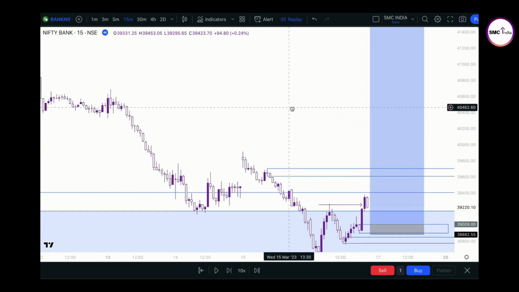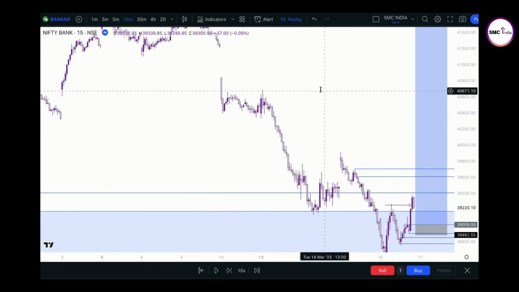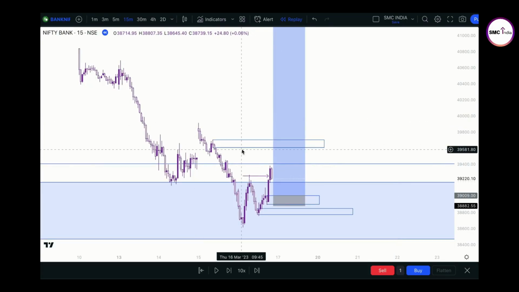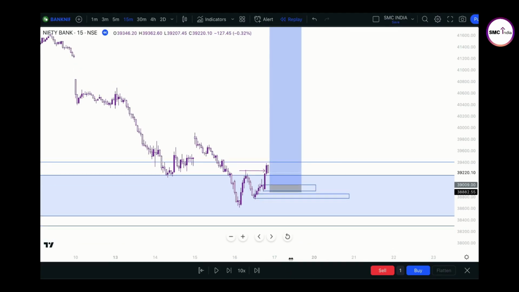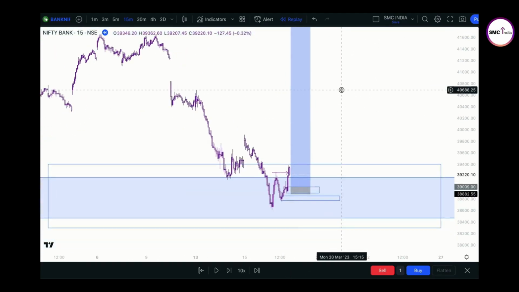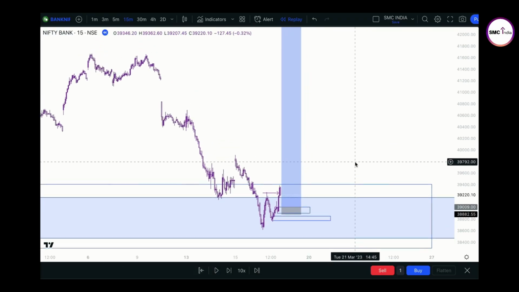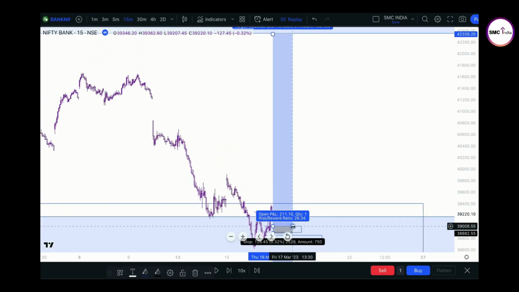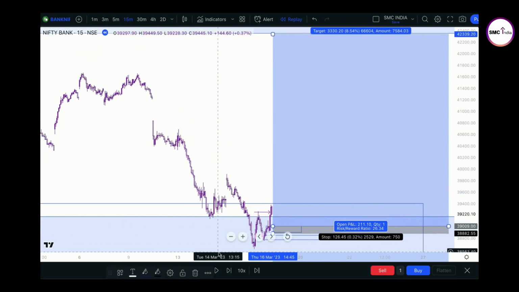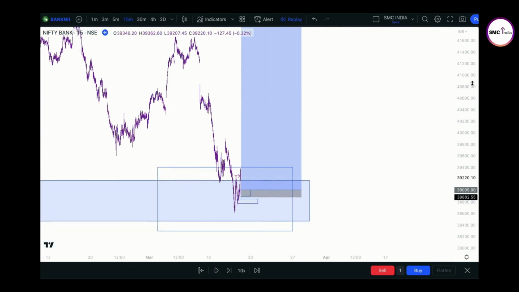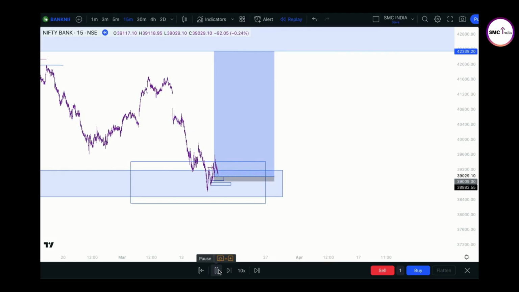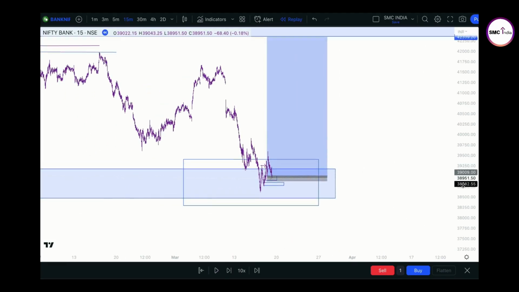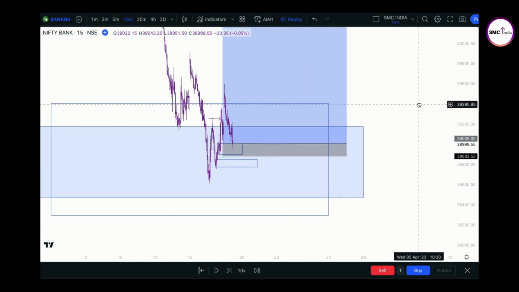So I'm removing all these. And this is a clean 1:26 risk-reward ratio trade. So this is how you place your long position, and wait for this trade to work out.